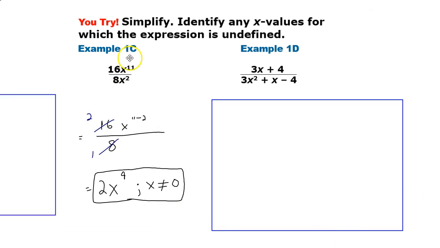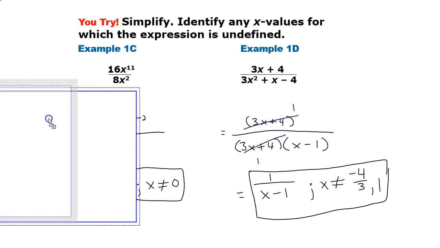All right, so for example 1C, the first You-Try-It here today, I noticed that 16 and 8 are both divisible by 8, so I divided them both by 8 to get 2 over 1. And since 2 over 1 reduces to just 2, I just put 2 in my final answer. With x to the 11th in the top and x squared in the bottom, since those bases were both x's, I said 11 minus 2 is 9, and it's in the numerator since the 11 is larger. So I get 2x to the ninth. To state the value of x for which the expression is undefined, I would say it can't be 0, because 8 times 0 squared would be 0, and that would cause a problem.